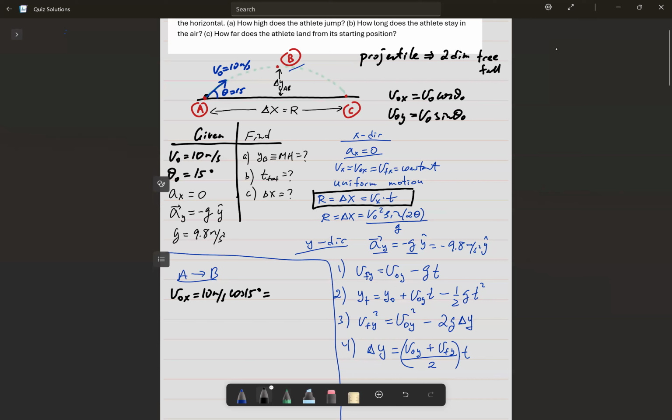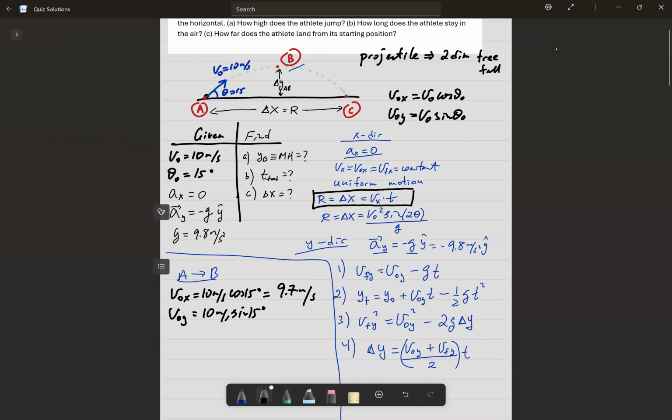If we do these calculations, we should be getting 9.6 meters per second. Actually, I can probably write this as 9.7 because it's 9.66. And if I solve for the initial vertical velocity in the y direction, this will be 10 meters per second times sine of 15 degrees.